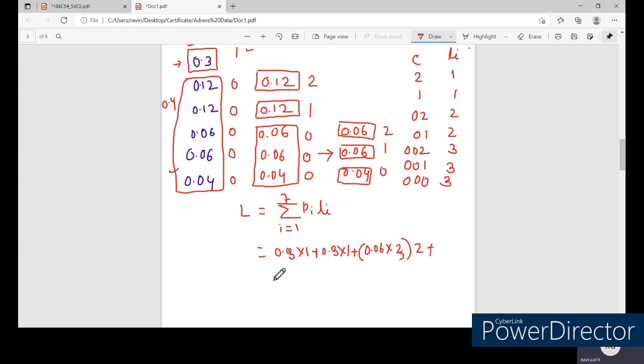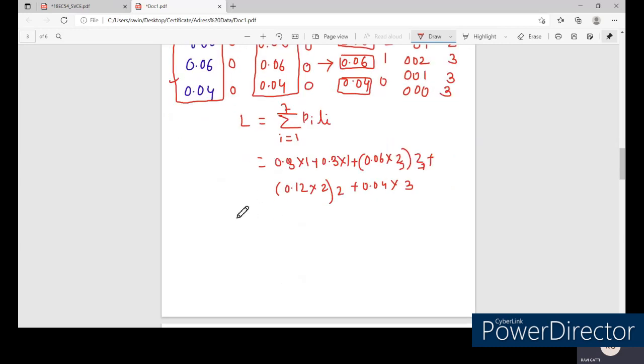Now plus 0.12 into 2, since you have 2 symbols like this. Next, 0.04 into 3, and so on for each symbol. If you do that, you will be getting the average length L equal to 1.56.